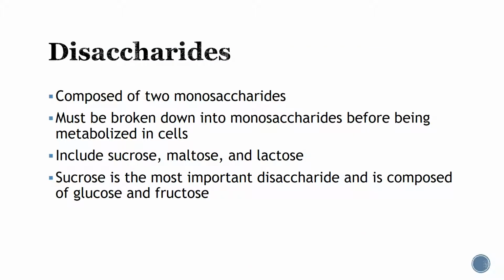Saccharized before it's then metabolized into those cells. And then it includes a sucrose, a maltose, and a lactose. And the sucrose is the most important because it has that glucose and that fructose. So when you're putting all of those together, that's very vital to the way it tastes, the way it's going to be composed, the way it's classified. Those are all very important aspects of a disaccharide.